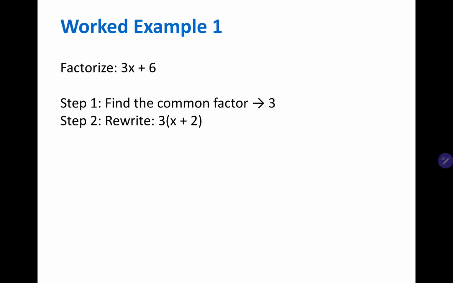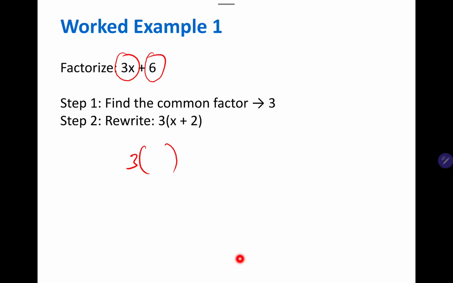Example 1. Factorize 3x plus 6. This is a very simple algebraic expression. To factorize this expression, the first step is to get the common factors. Common factors in 3x and in the constant 6. So what is common? What factor is common to 3x and to 6? That is 3. So we bring out what is common, 3.